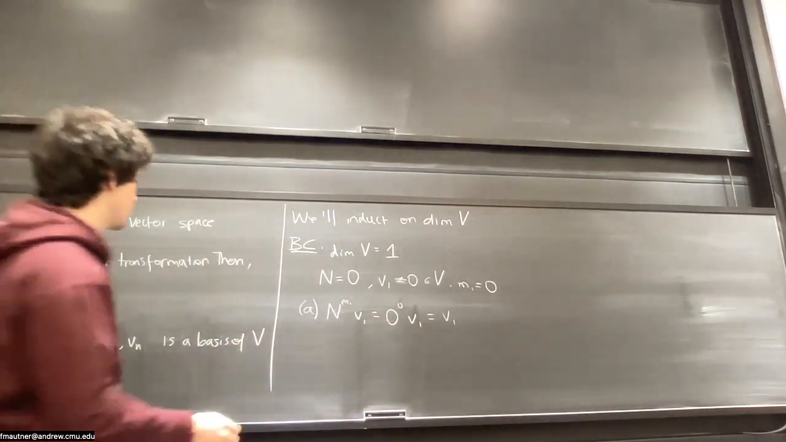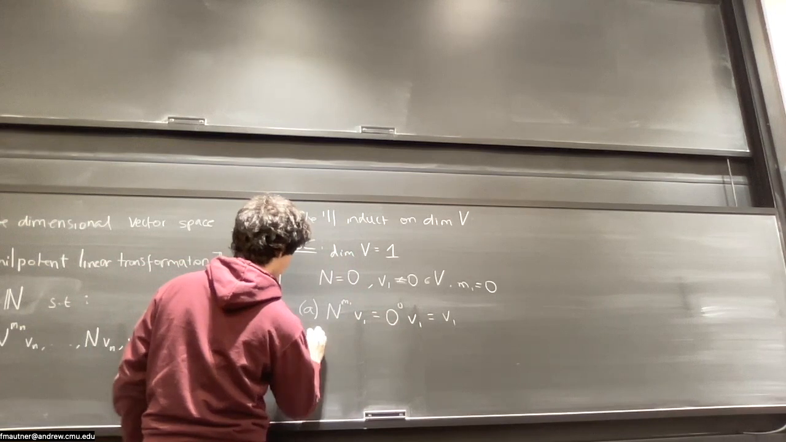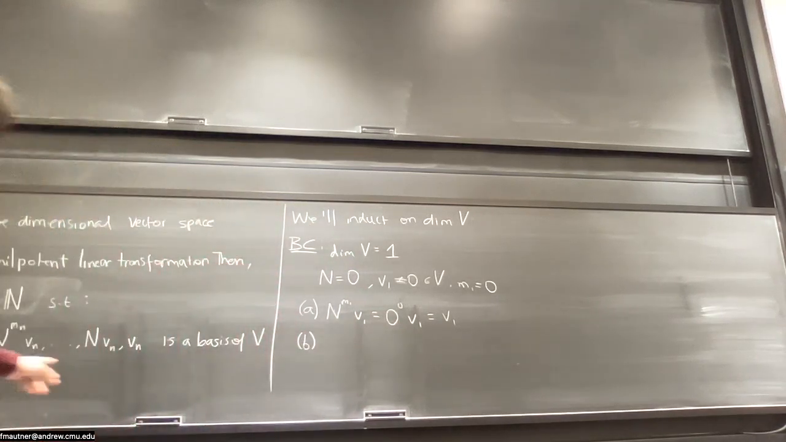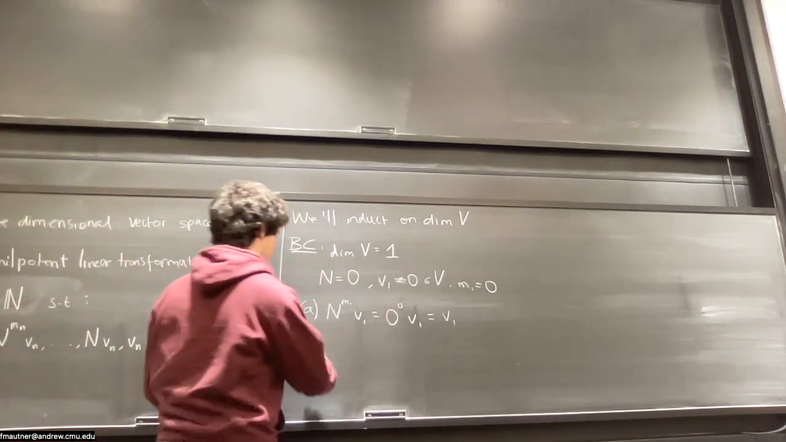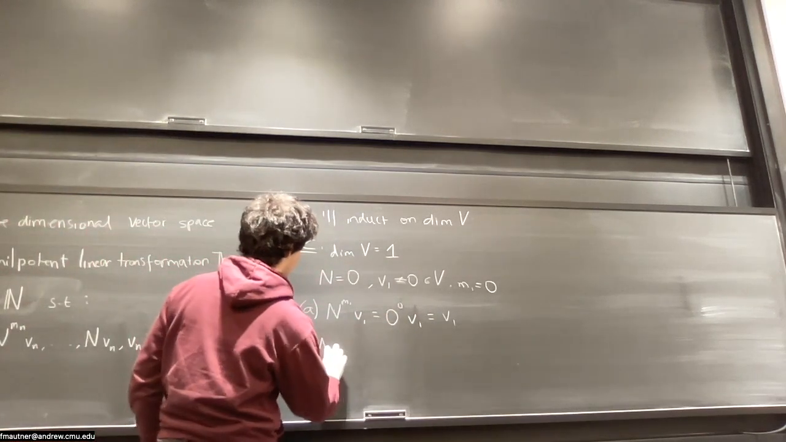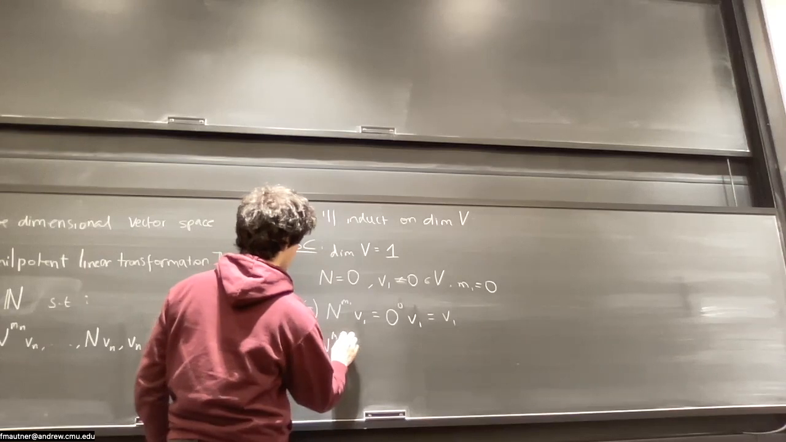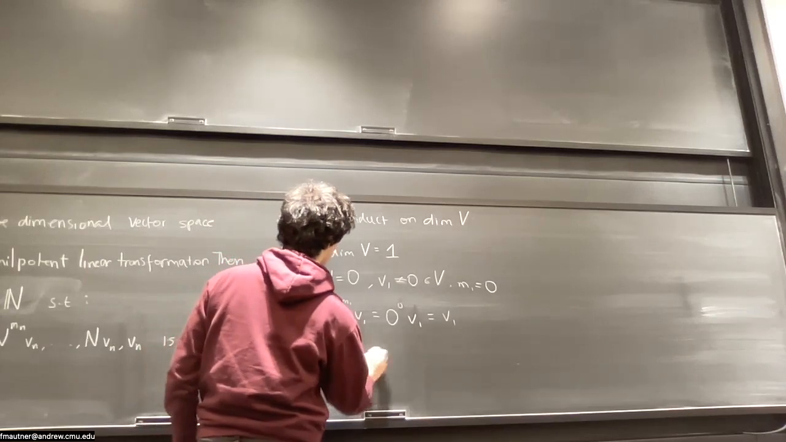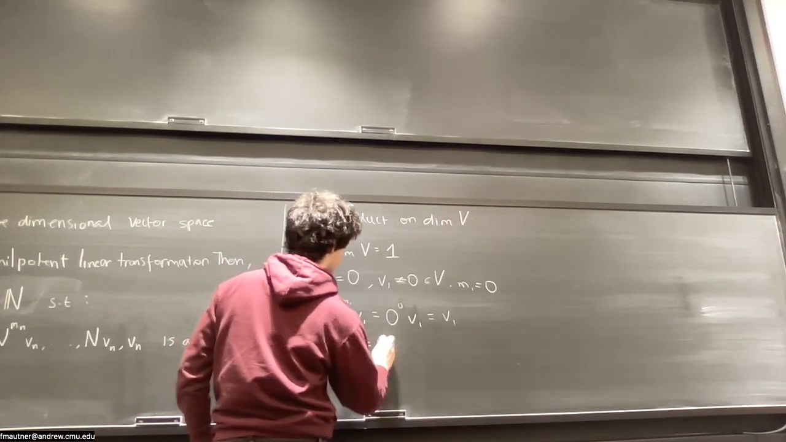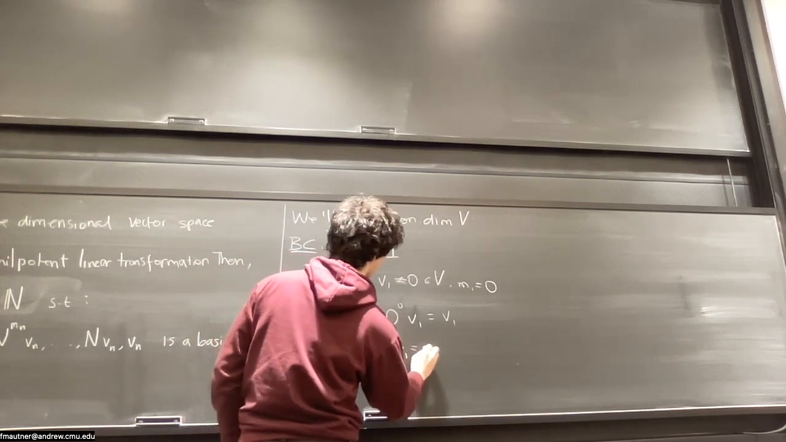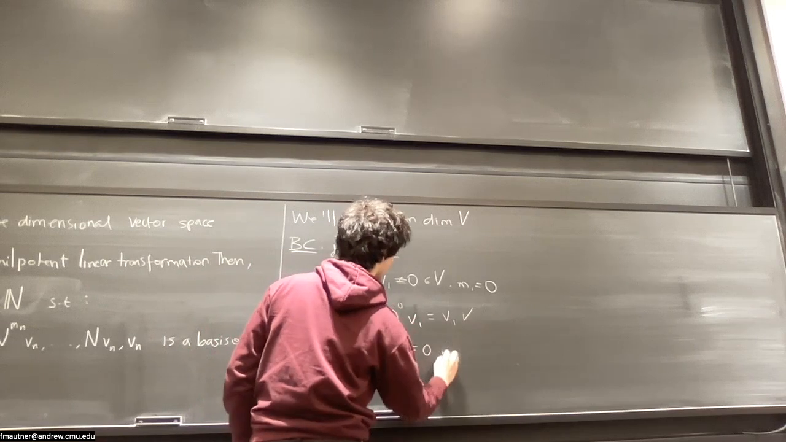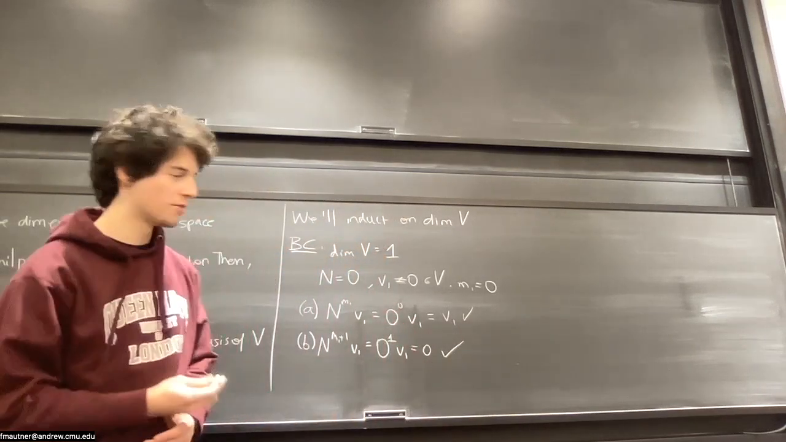And now we check B. So we need to show that N to the power M sub 1 plus 1 applied to V1 is equal to 0. And then obviously N to the M1 plus 1 applied to V1 is just the 0 map applied one time to V1. Obviously it's 0. So we check both conditions and we're done with our base case.